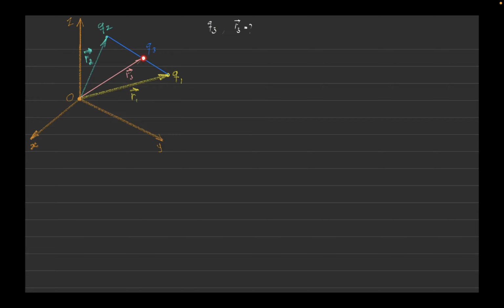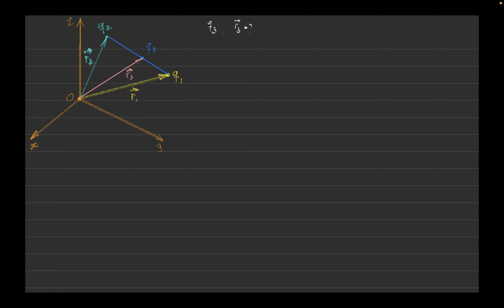For example, if I tell you the distance of charge Q3 from charge Q1, it is enough for you to immediately find this vector R3. So R3 has 1 degree of freedom now, and Q3 has 1 degree of freedom, so in total I have 2 degrees of freedom. But how many pieces of information are apparently provided for us in this problem?